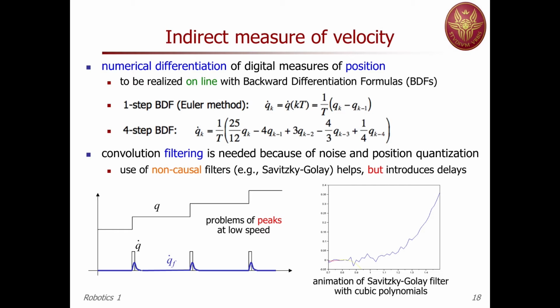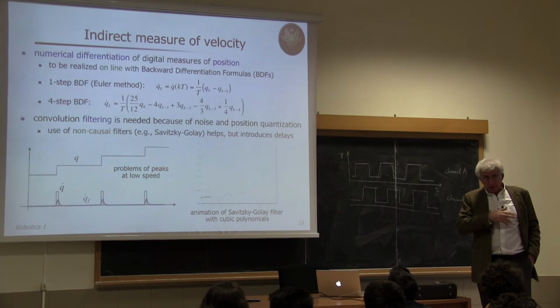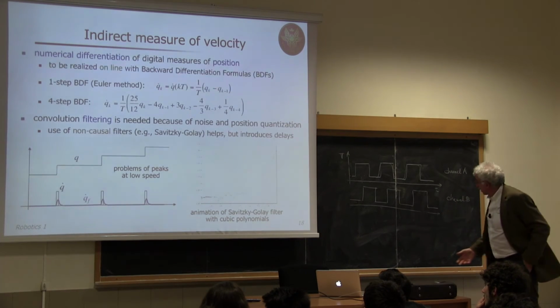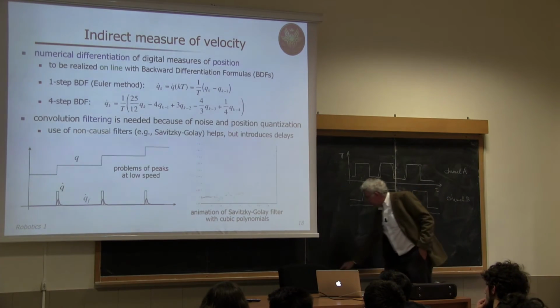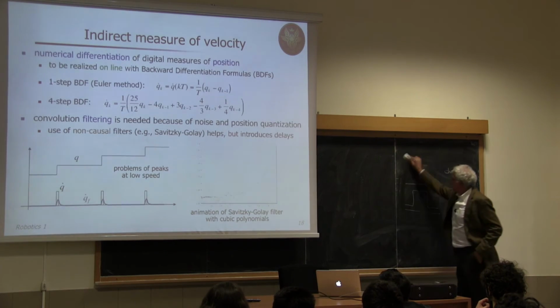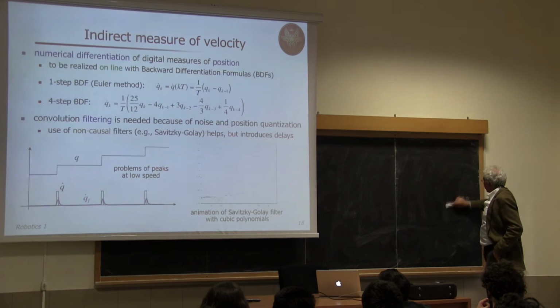Very simple, but this type of filtering is called non-causal, exactly because you're using not only previous and current samples, but also future samples. And I think that everybody agrees that if you have these samples available, you can do a better job in estimating the derivative.